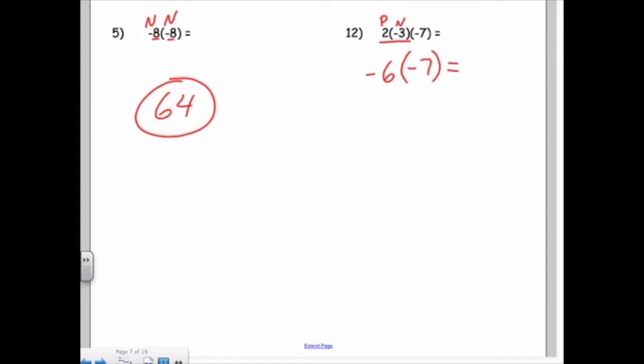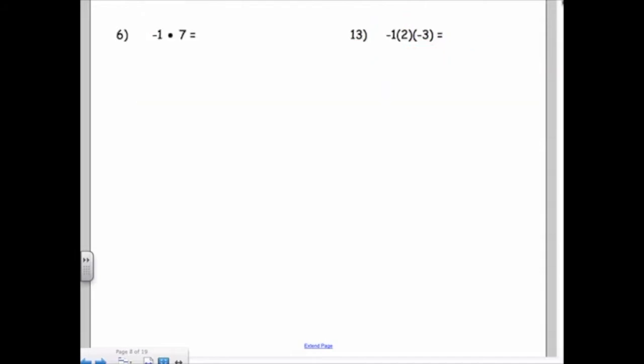And now I'll solve these two problems. So now I'm going to do 6 times 7, which is 42. And because one's a negative and the other one's a negative, that means that both signs are the same. My answer actually ends up being positive. So my answer is positive 42. 2 times negative 3 times negative 7 is positive 42.